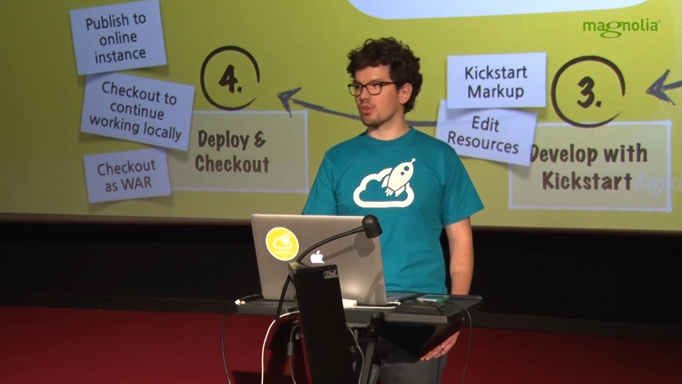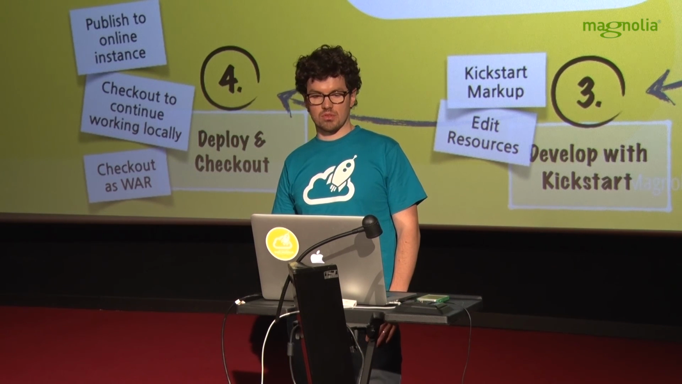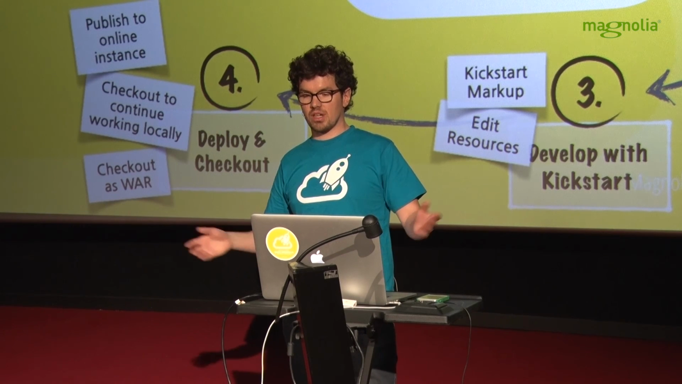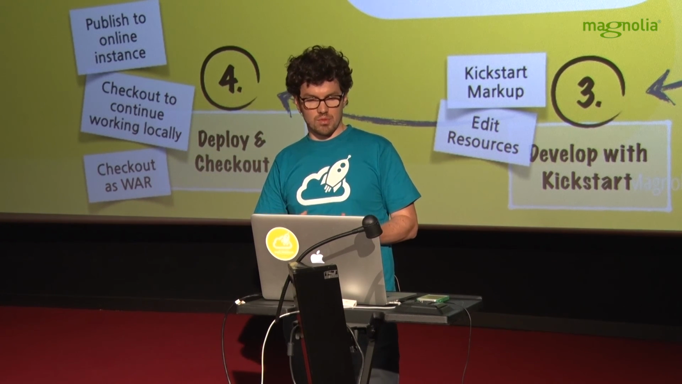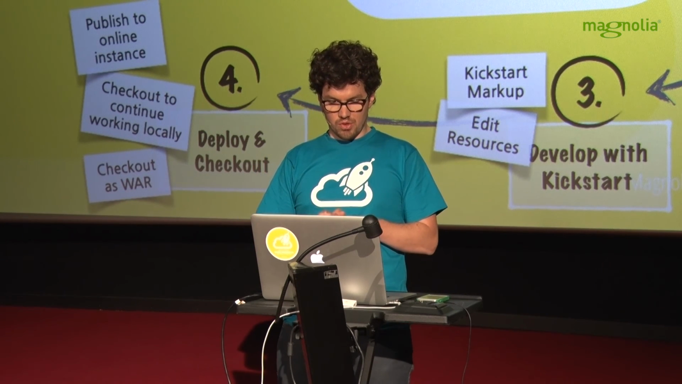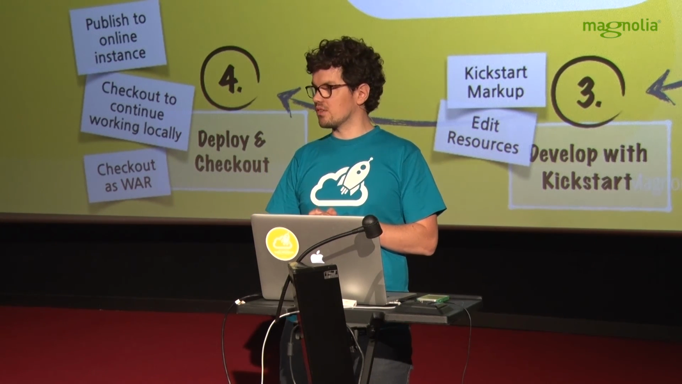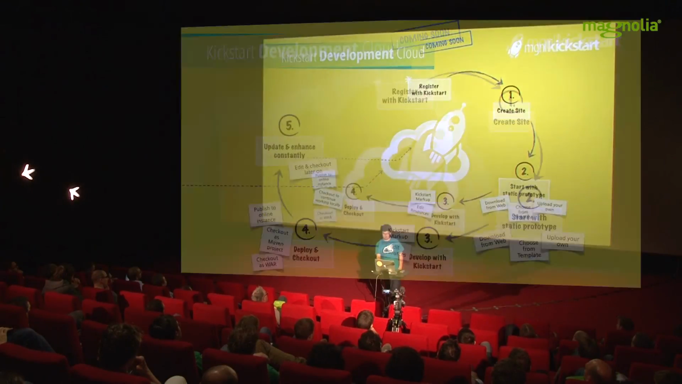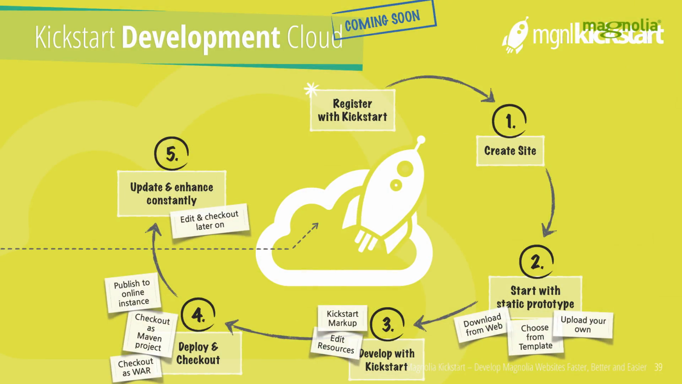Or you can check out the project as a Maven project to run it locally or to continue working on it locally. So you get a full Magnolia project, a Maven project with best practices installed already, so you can really start developing there. Or you can also decide to check out as a WAR file, and then this WAR file is ready to deploy, so you just put it in your production infrastructure, Tomcat, and run it.